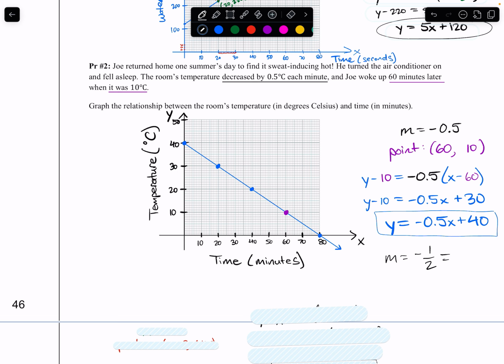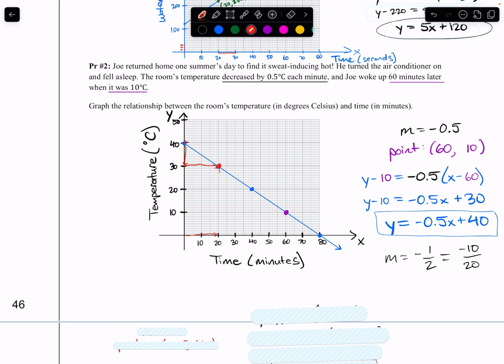Now keep in mind, negative 1/2 is equivalent to negative 10/20. So after plotting my y-intercept, I could go down 10. So I go down from 40 to 30. As long as I run 20. So I go to the right 20. See how this is actually 20. And I find my next point. And then you have 2 points. You can graph your line.